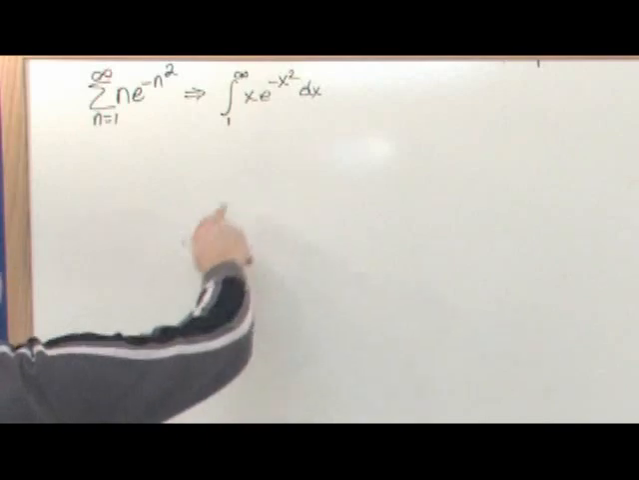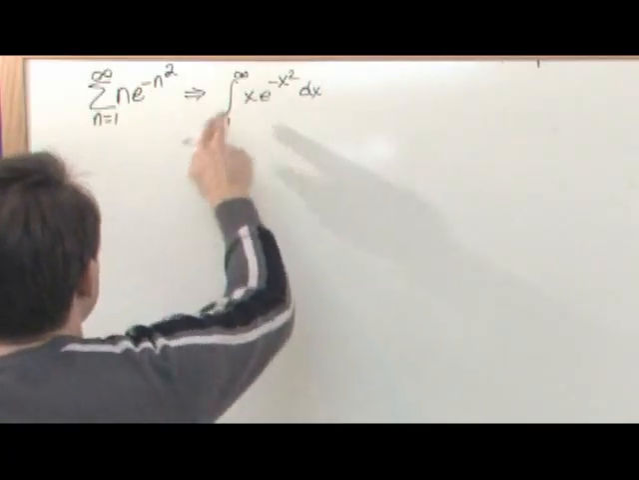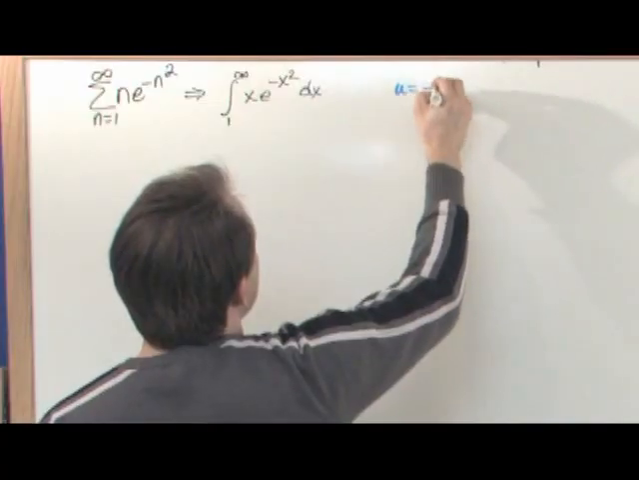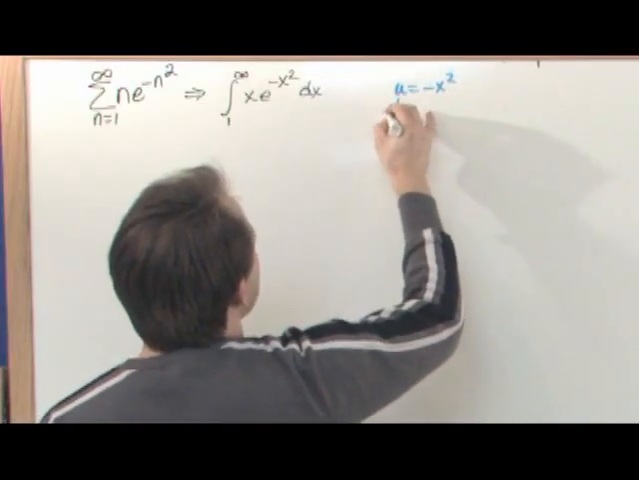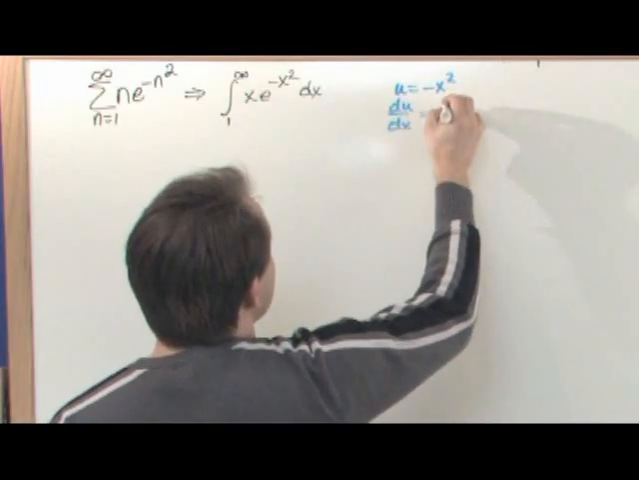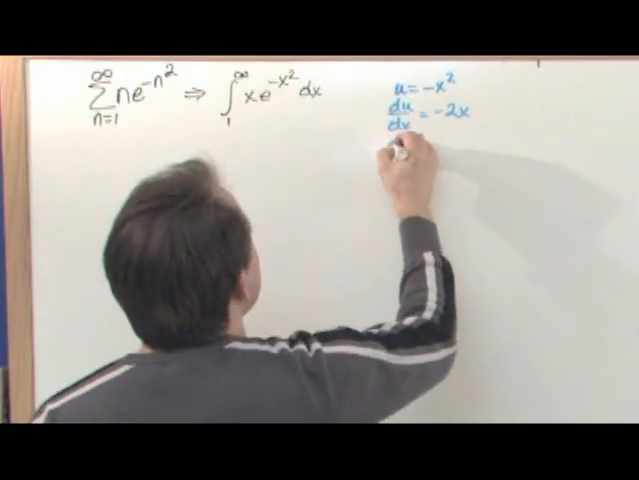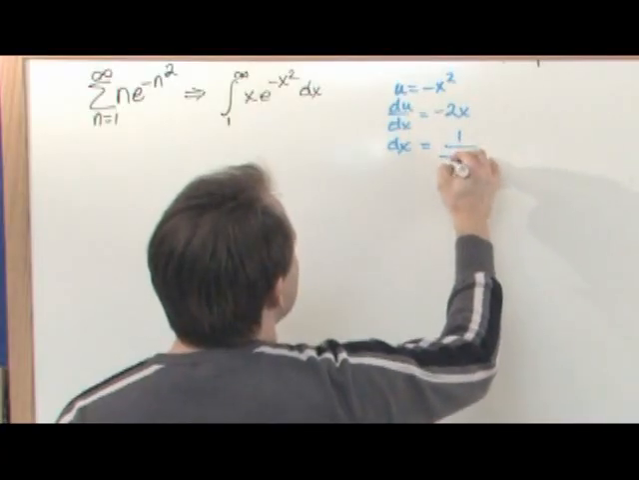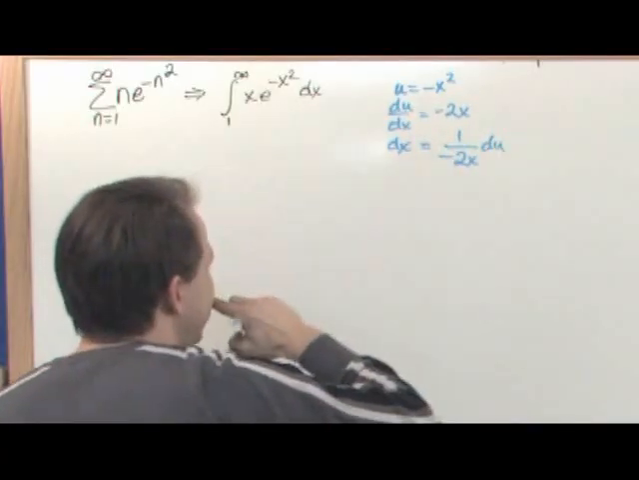Okay, so I just need to evaluate that integral and see if I can get it to converge or not. Notice I have an x squared here and I have an x out front. So if I choose u to be x squared, then I'm going to take the derivative and get 2x, which is going to cancel with this x here. So I'm going to say u is equal to negative x squared, du/dx is equal to negative 2x. So then dx, which is what I'm going to need to plug in here, is equal to 1 over negative 2x du. That's what I need.